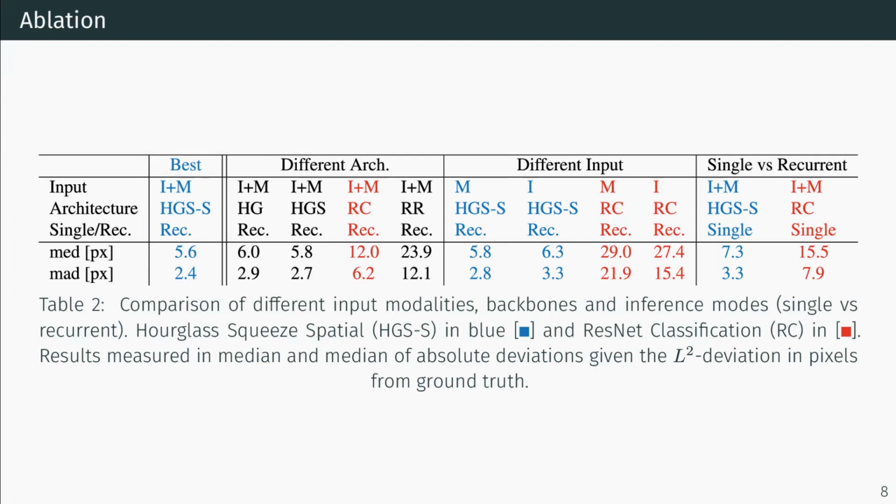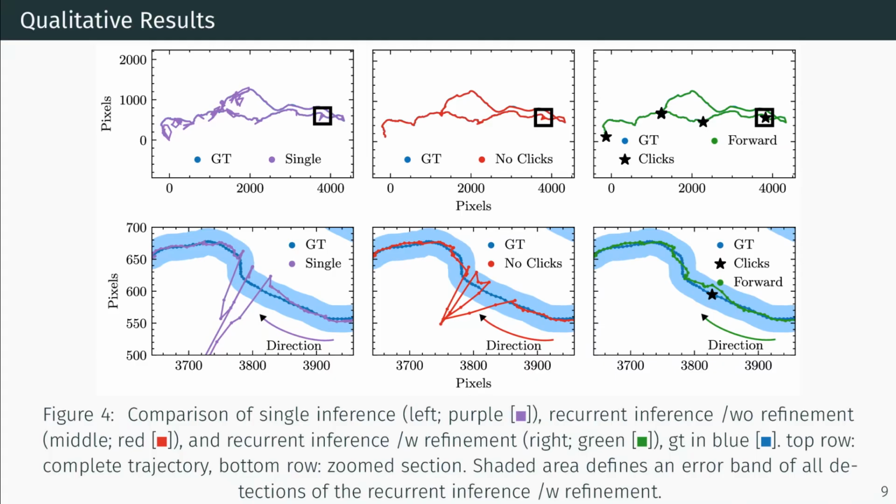In our ablation study, we studied the influence of different input modalities, inference directions, and different backbones, and conclude that the motion maps are more important than RGB information, while their combination gives the best results. Moreover, recurrent inference greatly improves the performance, and as a backbone, hourglass performs best. While the refinement module does not improve the results substantially when observing the median, the mean is reduced considerably from 19 to under 9 pixels.